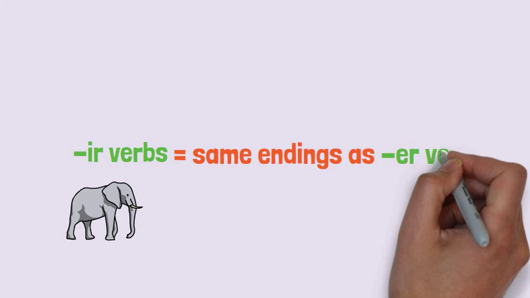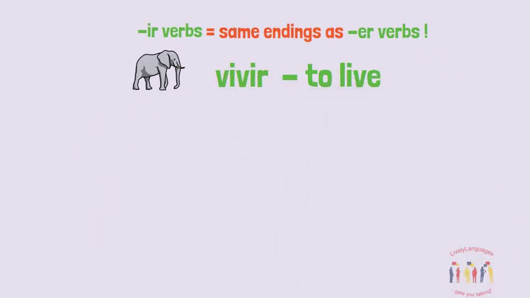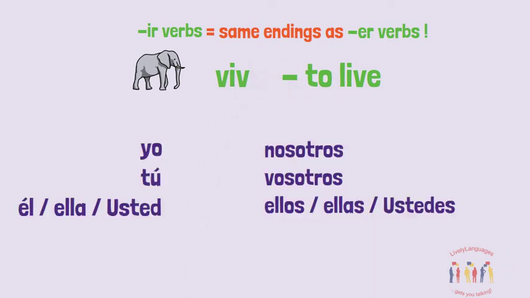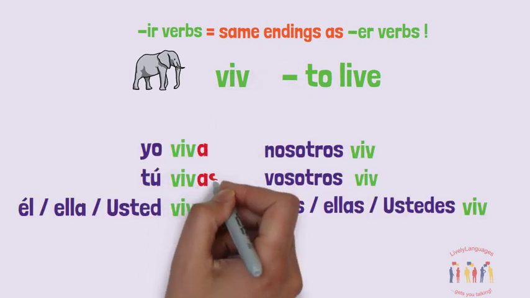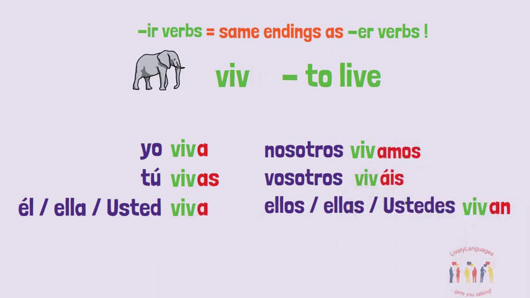And for IR verbs, remember these are the same endings in the subjunctive as for ER verbs. Our example here is vivir, to live. We take off the IR, add the pronouns and then the endings to this stem. Viva, vivas, viva, vivamos, viváis, vivan.